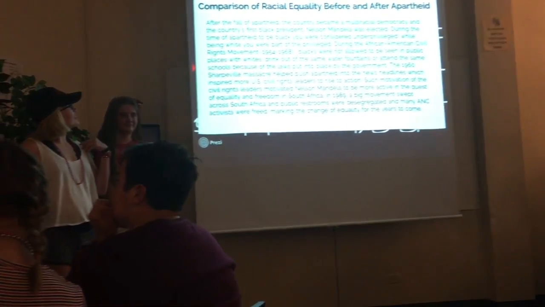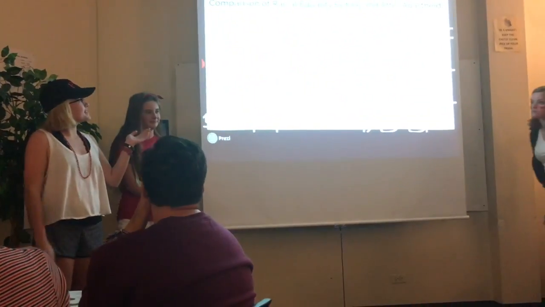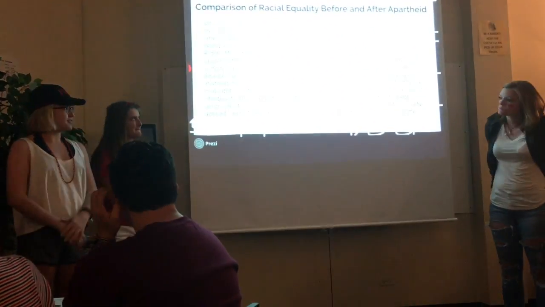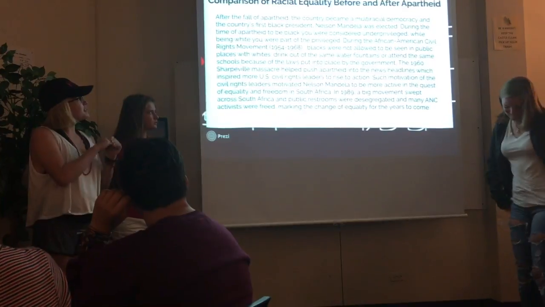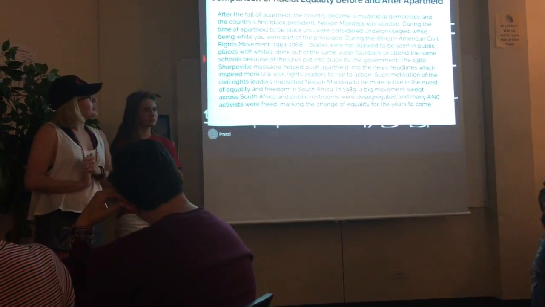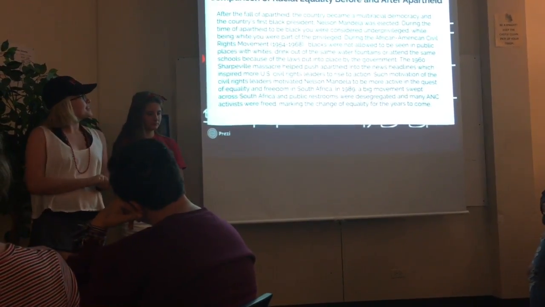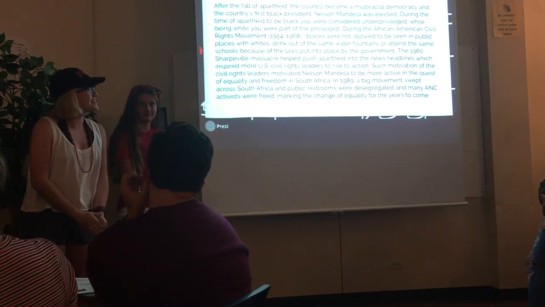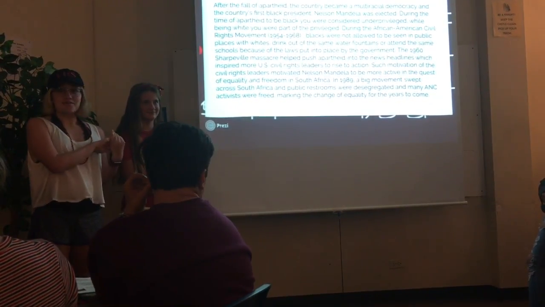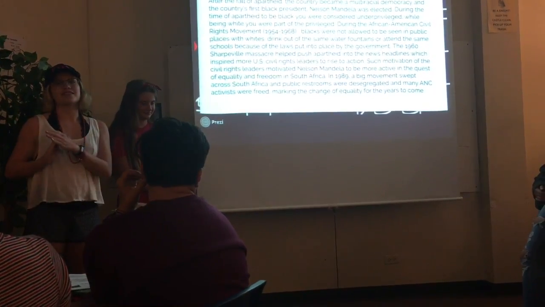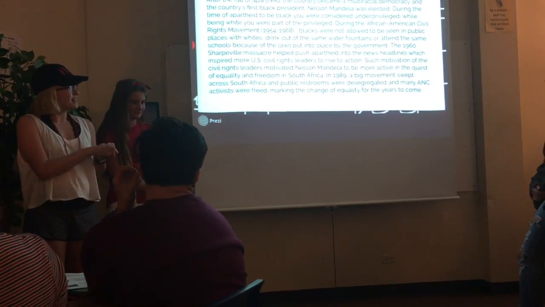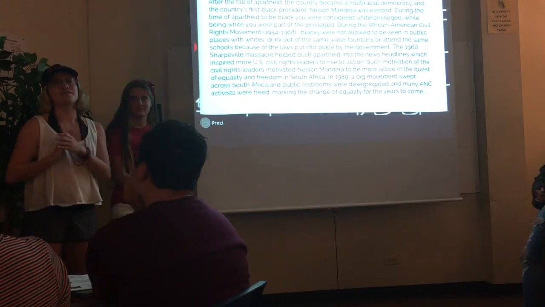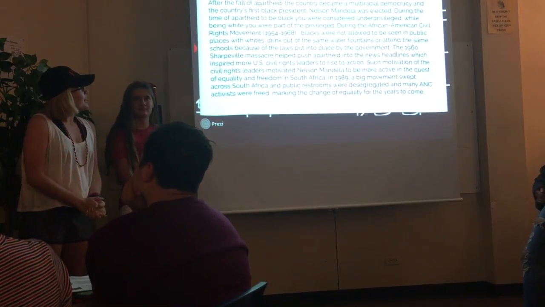Okay, so this is a slide about the comparison of racial equality before and after apartheid. And so after the fall of apartheid, the country became a multiracial democracy, and the country's first black president, Nelson Mandela, was elected. And during the time of apartheid, to be black was to be underprivileged, while to be white was a privilege.